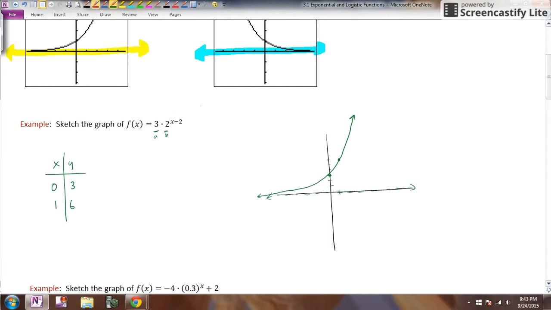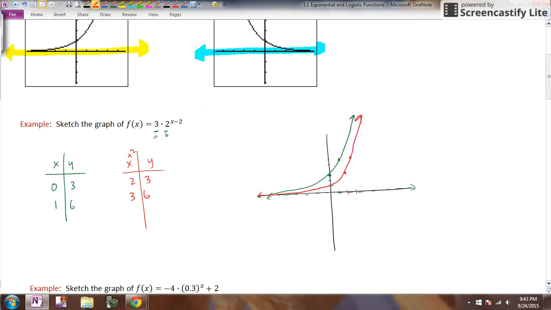It's a right 2 shift. So why don't we just take all of our points and move them right 2? In other words, add 2 to the x. So you'd have (2, 3), and you'd have (3, 6). And you could see that now our graph again starts here and then goes through there.